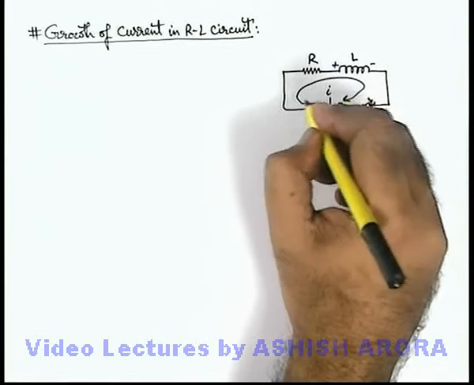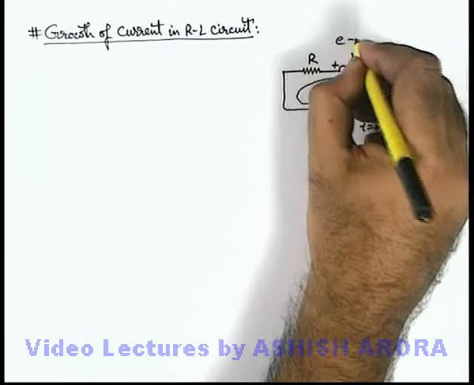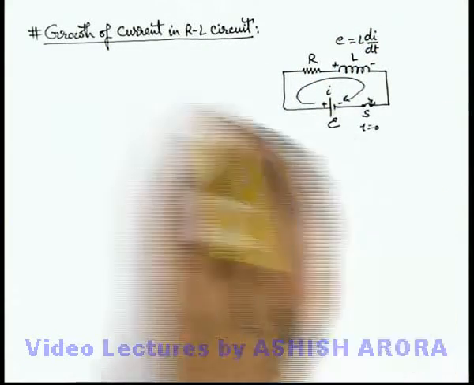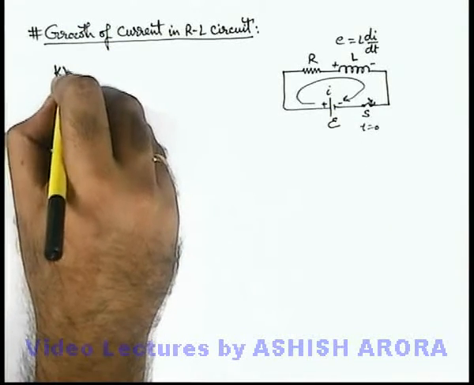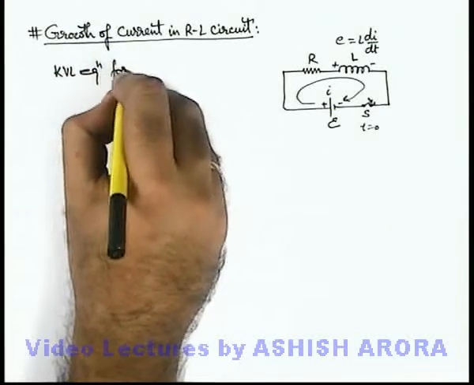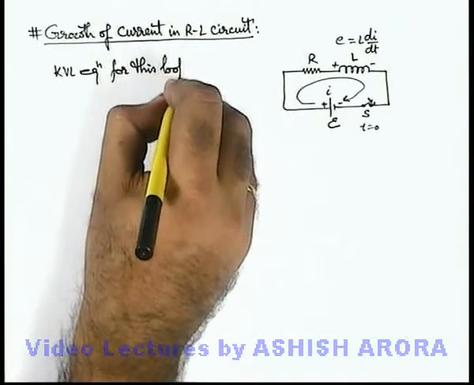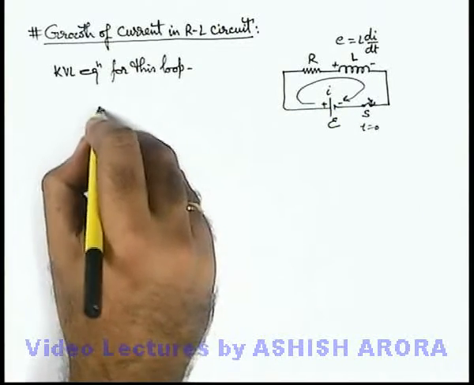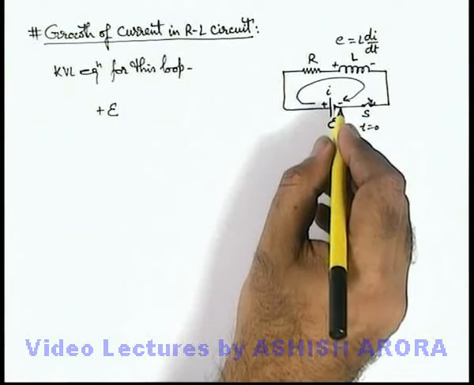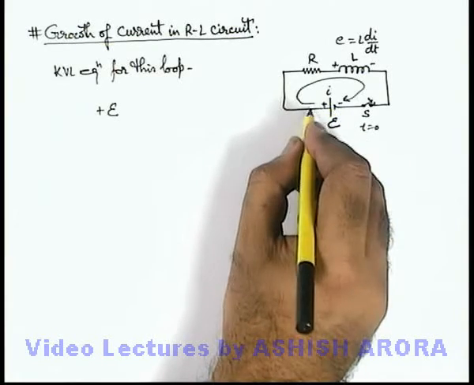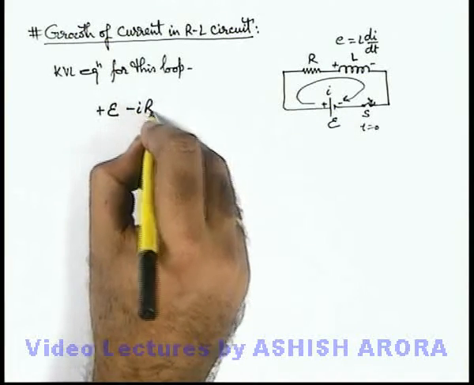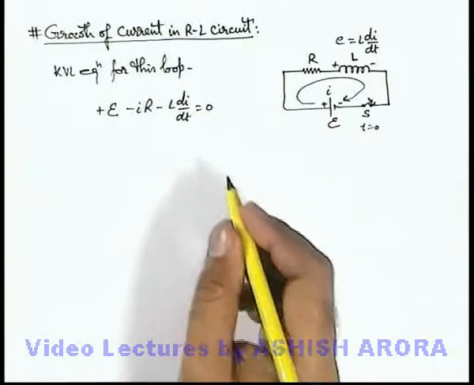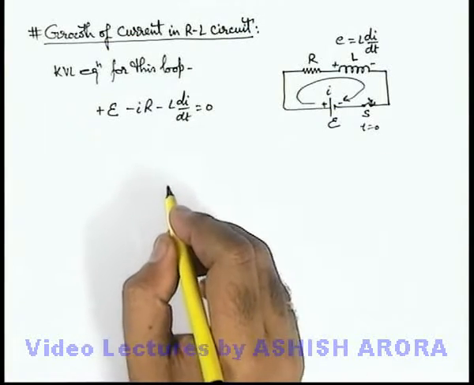So if a current I is flowing, the EMF induced across the inductor we can write as L di by dt, which we already studied. Now if we write the KVL equation for this loop, starting from the negative terminal of the battery, it will be plus E, the increase in potential from negative to positive terminal, then minus IR, minus L di by dt, which should equal 0 in the closed loop, as according to KVL the total potential drop is 0.